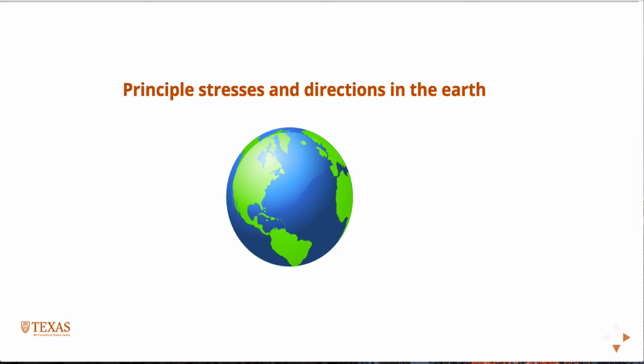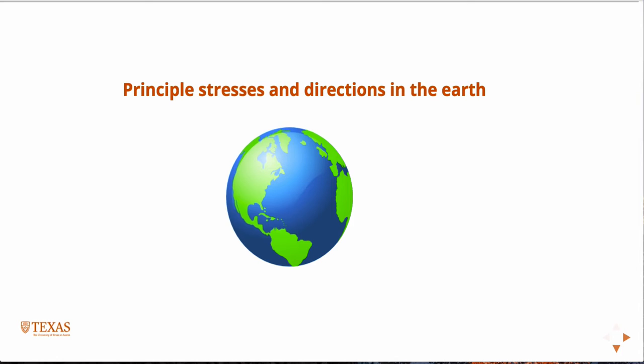So we know that the principal stresses and principal directions are the eigenvalues and eigenvectors of the stress tensor. We talked about that. We know how to solve for eigenvalues and eigenvectors. But ultimately, this is reservoir geomechanics, so we want to solve mechanics problems in the Earth. And so let's learn what the principal stresses and directions are in the Earth.